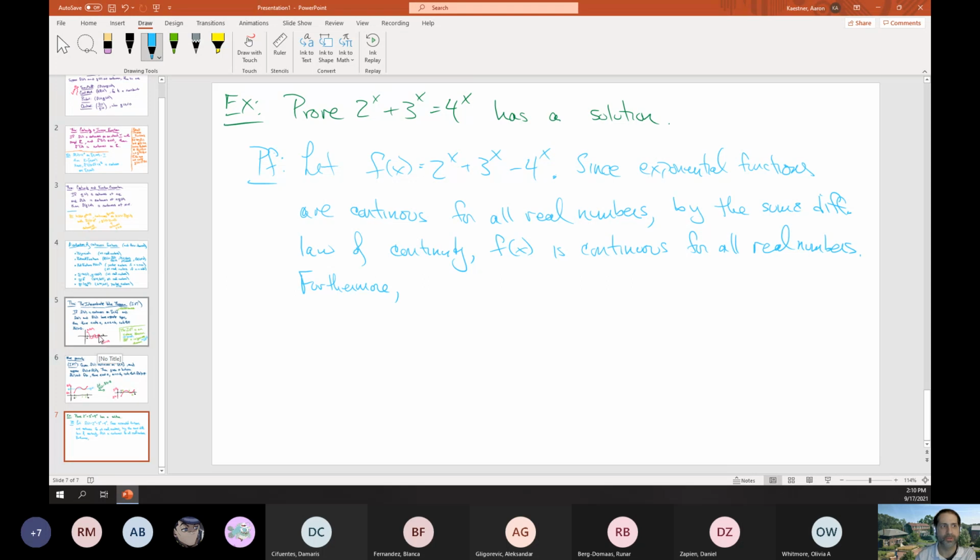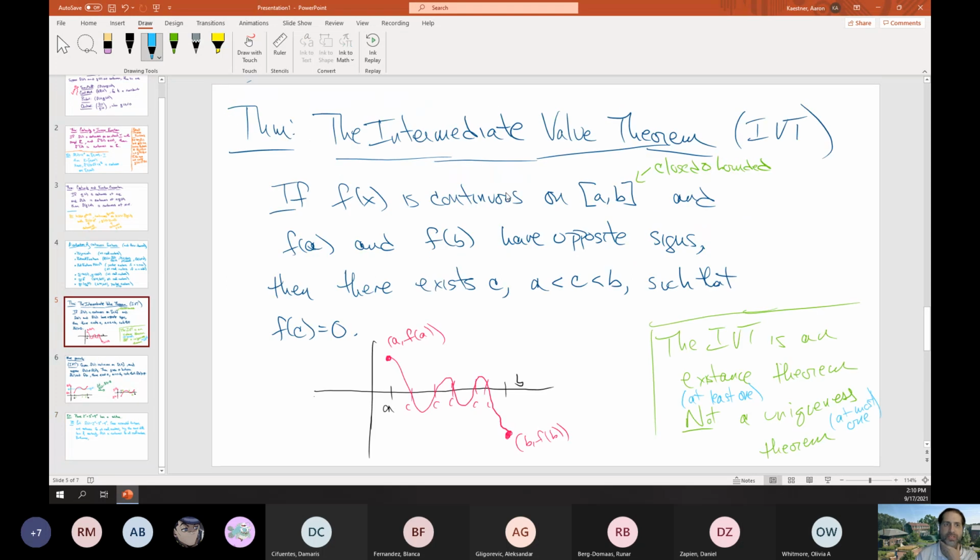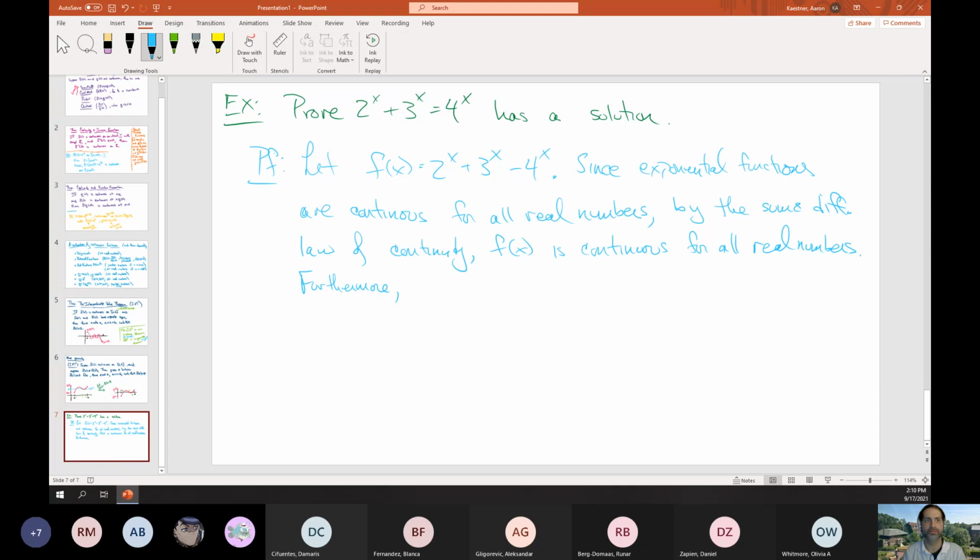Furthermore, what else do I need with the intermediate value theorem? Well, I need our function to be continuous, right? Since it's continuous on all real numbers, as long as I can find values of a and b, I'll know that it's going to be continuous on that closed interval from a to b. But I need f of a and f of b to have opposite signs. So I need to find two values a and b that when I plug them into the function, I get out values with opposite signs.